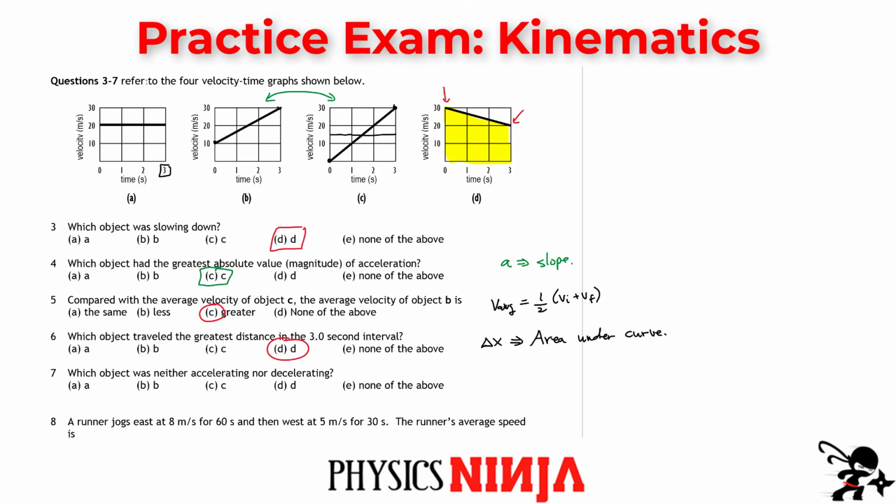All right, and our last one for this section, which object was neither accelerating nor decelerating? What they mean here is that the acceleration of that object should be 0. That means, again, that the slope should also be equal to 0, and there's only one, right? This is the one where the slope is 0. So for 7, you have to go with A. All right, good work. Let's keep going.